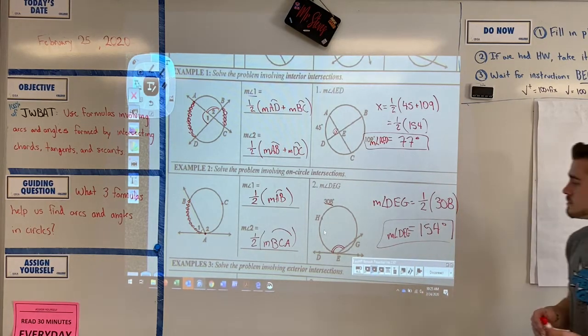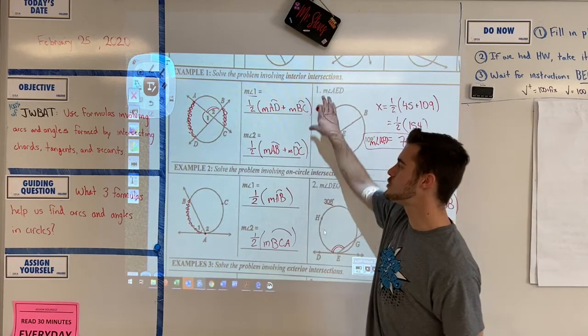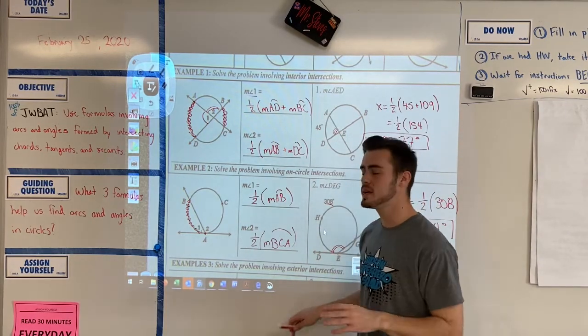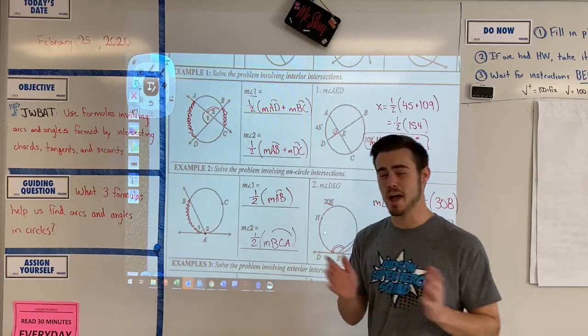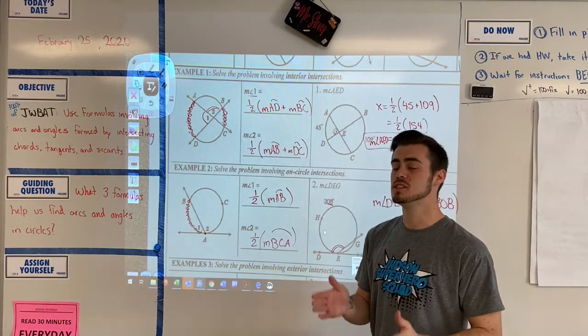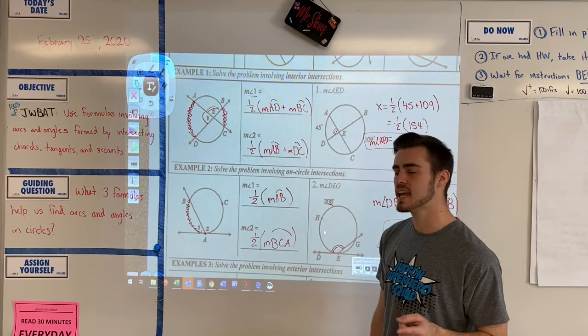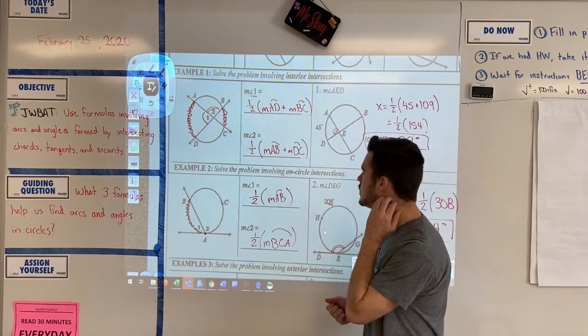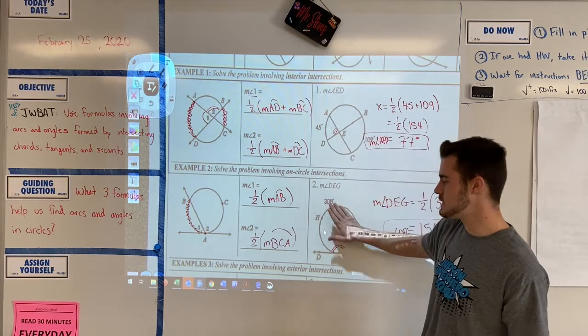So far, so good. So these are the first two formulas. And I would say these two are the easier ones, because when we get to whenever we have an intersection that is outside of the circle, we're going to be doing some subtraction. So in that case, the order is going to matter of what we are subtracting from what. So here's example 1 and example 2.